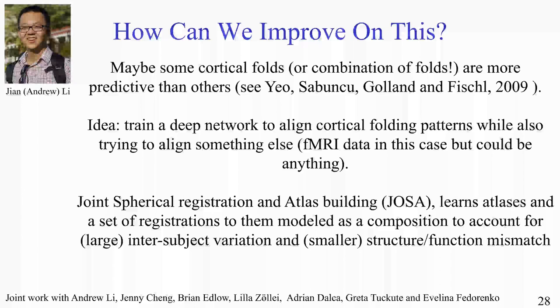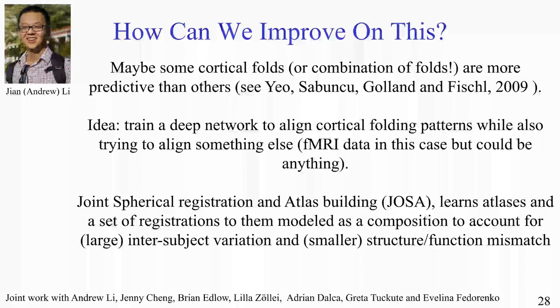Adrian is quite famous for this. We wanted to align cortical folding patterns because we know cortical folding patterns are important in terms of prediction power, but we also wanted to align something else. In this case, the something else is an fMRI map, but it could be something other than that. It could be any of the stains that Ishvan showed you before. It could be Nissl stains or myelin stains. It could be transcriptomic data. It could be vascular maps, as we saw earlier.